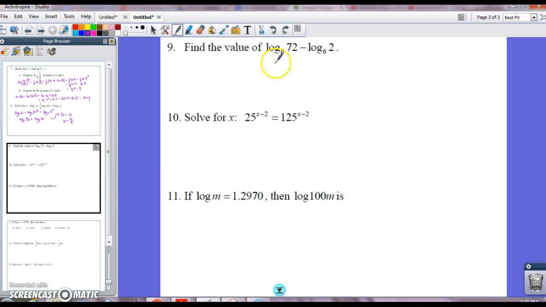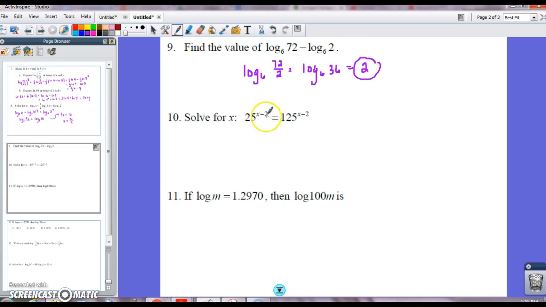Similar, number 9 is similar. Again, we're using our rules. We're using our quotient rule. So that would be log base 6 of 72 over 2, which is just log base 6 of 36. And 6 to what power gives me 36? 6 to the 2nd power. So the answer there is 2.